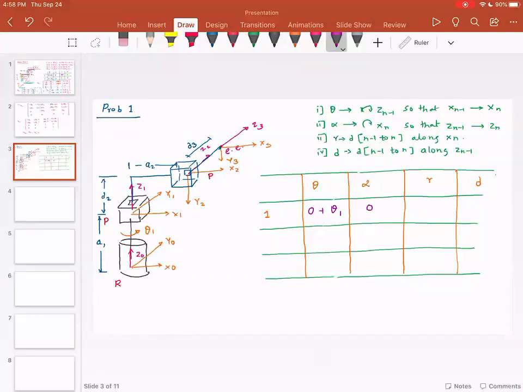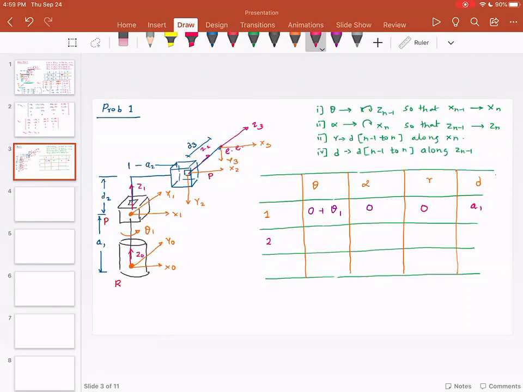R is the distance between 2 frames, and I will show you the locations of the frames. This is frame 0 and frame 1 along Z0. Along Xn, that distance is 0. And D is the distance between frame 0 and frame 1 along Zn minus 1. So that distance is A1. Now I will go to the second joint.